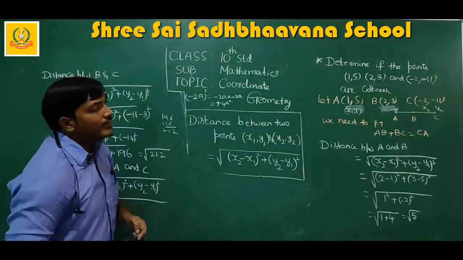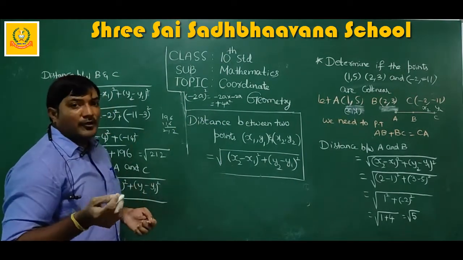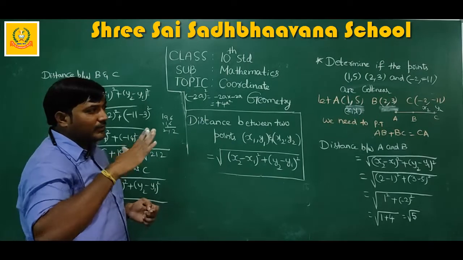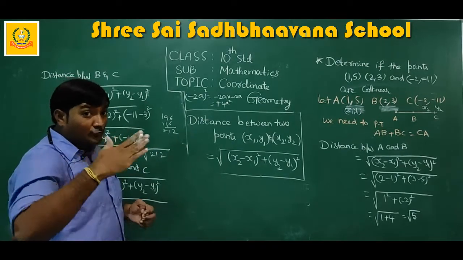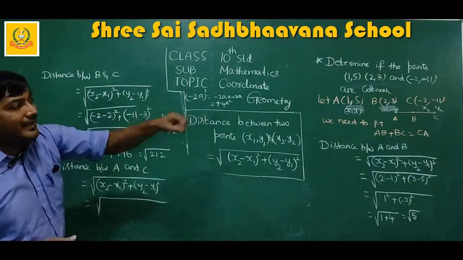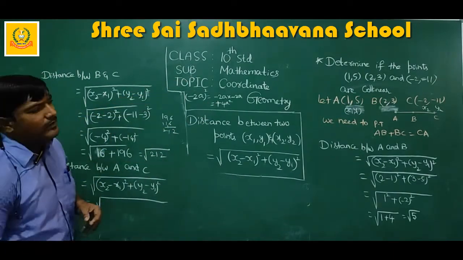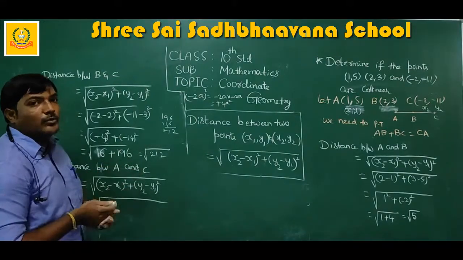So no need of taking B there. You just mark the points. If you have a pencil, just write under those points x1, y1. For example, if you are finding the distance between A and C, under point A you write x1, y1. Second one, C, there you write x2, y2. B anyway is not here, don't worry about it.